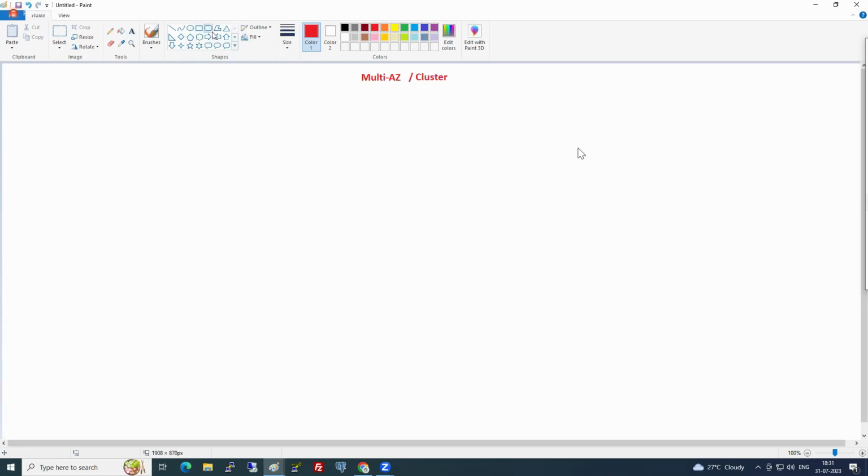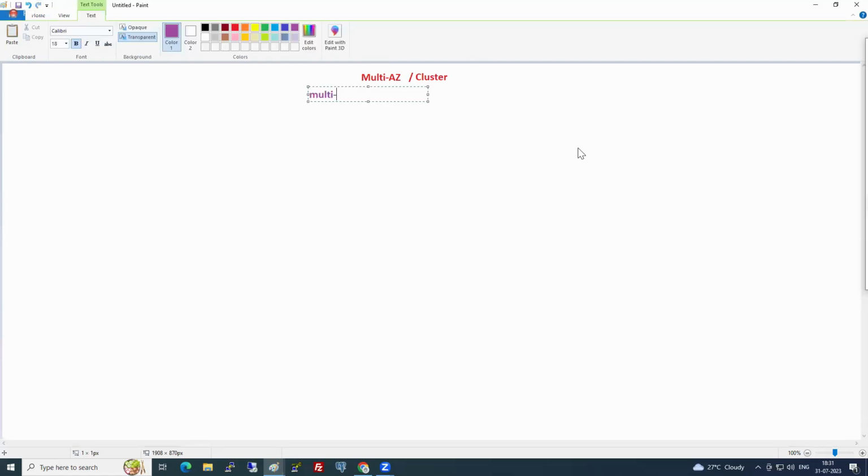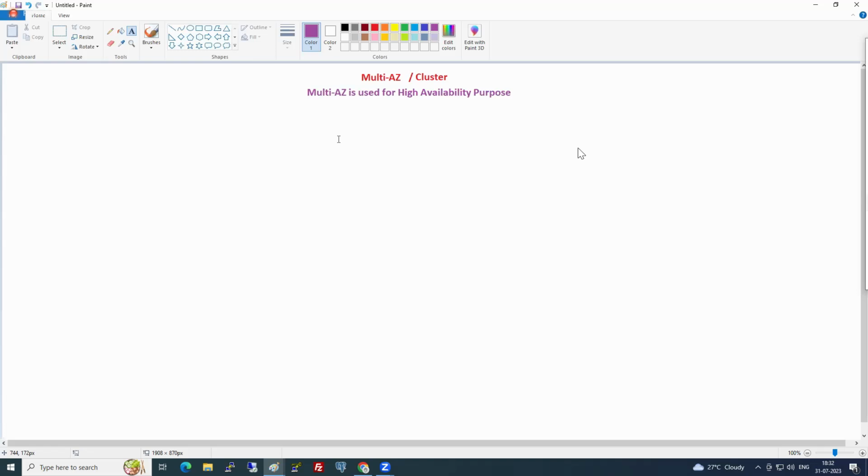Okay, so how does this work? Guys, now can I go ahead and launch one DB instance? Yes. But remember, this multi-AZ is used for high availability purpose. This multi-AZ is used for what purpose, guys? High availability purpose. But read replicas are used for performance purpose. What is that? Performance purpose.